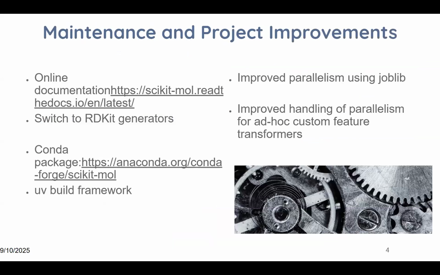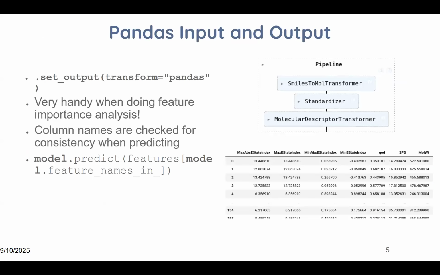So under the hood, there have been a lot of maintenance and project improvements, nothing you really see in the feature space, but it's also important for a project to do this. There's been new online documentation, and we switched to RDKit generators. The original ones were giving deprecation warnings. A conda package was developed, a UV build framework, and improved parallelism with joblib.